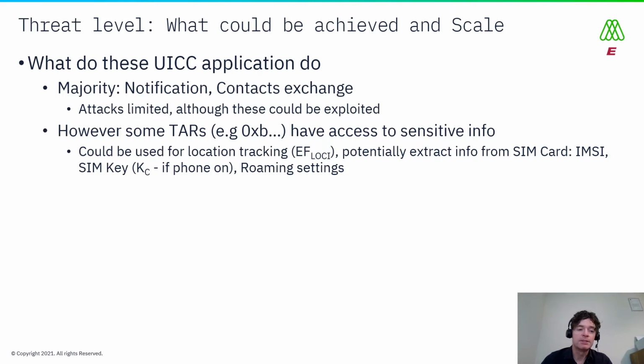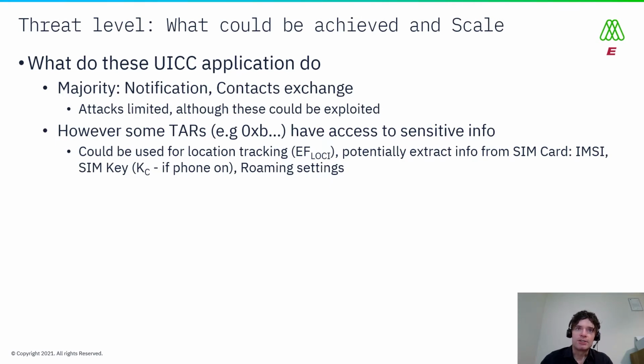There could be possibilities of putting malicious contacts onto a person's phone, giving them notifications they may not expect, or telling them to do something which may not be desirable. However, there were some TARs, i.e. UICC applications, which have access to a lot more sensitive information. Those are primarily the TARs which start with 0xb.